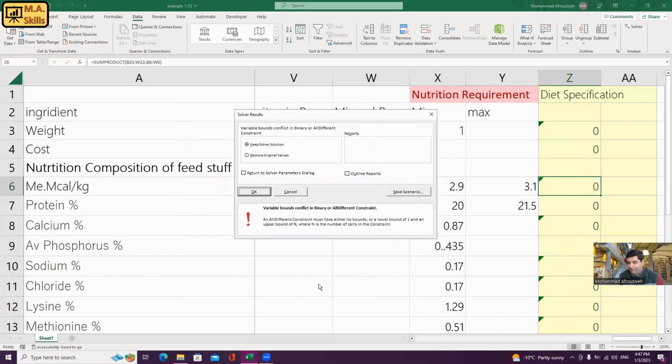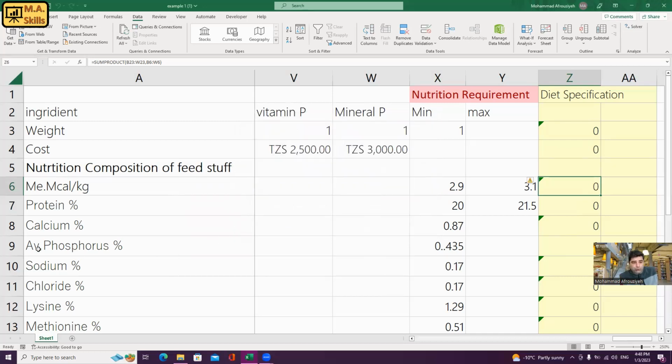Here is the problem. Variable bounds conflict in binary or all different constraint. See, this is the error message that I was getting already. And now, because I investigated the constraints one by one, I found that the problem is related to the phosphorus.